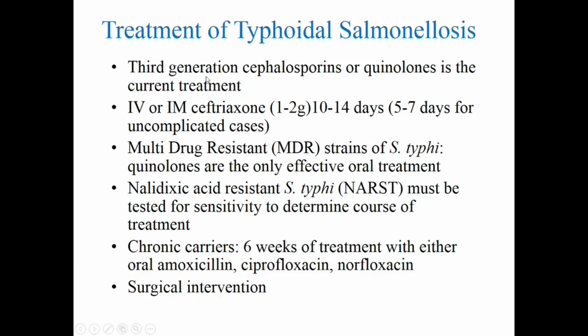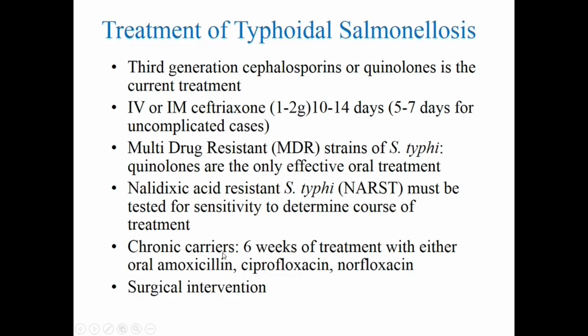So we would have to give third generation cephalosporins or quinolones. An example of a cephalosporin, I don't know if you have finished pharmacology, is ceftriaxone. Quinolones are ofloxacin and ciprofloxacin. For multi-drug resistant strains of Salmonella typhi, quinolones are the only effective oral treatment. Those which are resistant to nalidixic acid, which is also a quinolone, must be tested for sensitivity to determine the course of treatment. Chronic carriers are usually given 6 weeks of treatment with either oral amoxicillin, ciprofloxacin, or norfloxacin.